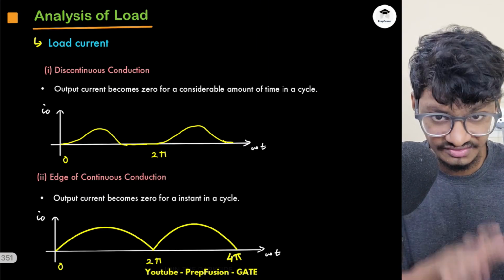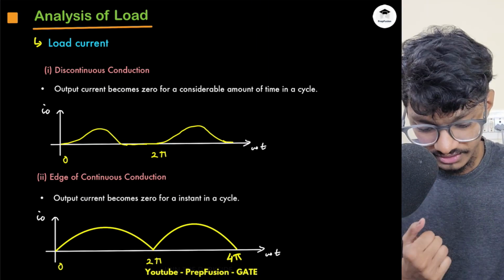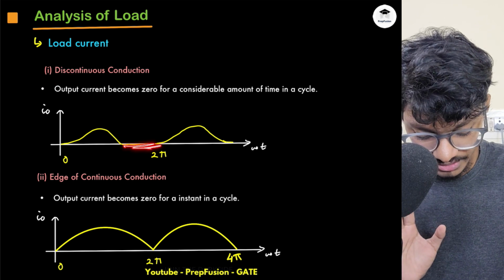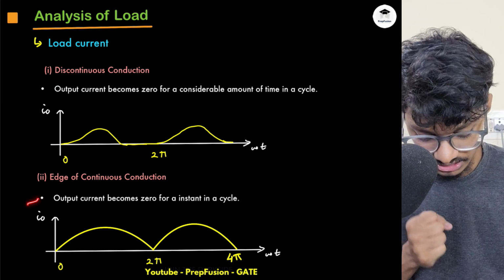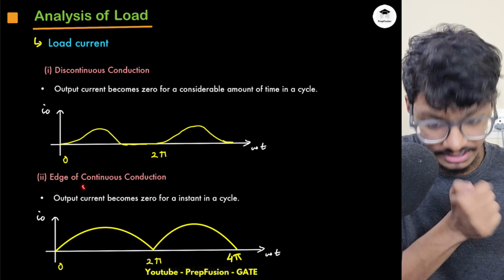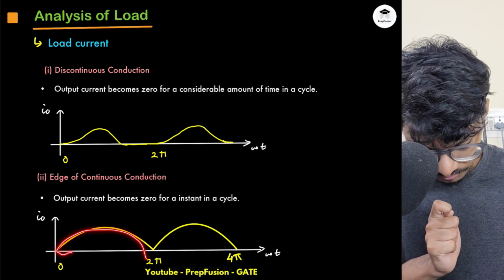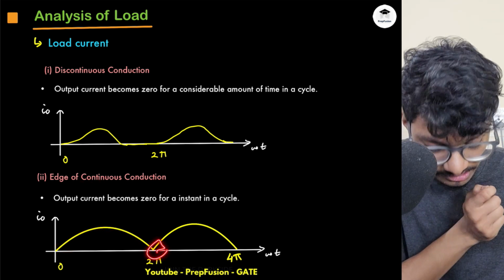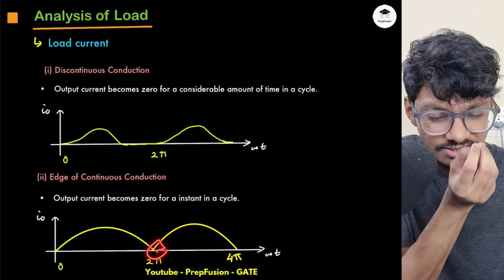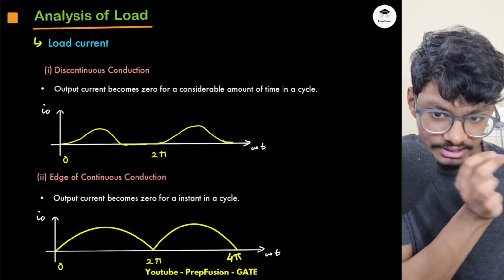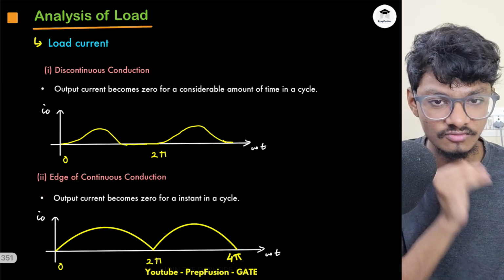Now here I have explained specifically what continuity means. If there is discontinuous conduction, that means current will be zero for a considerable amount of time. At the edge of continuous conduction, current will be zero just for an instant. Here at omega t equals 2 pi, it is just zero for an instant. Again at omega t equals 4 pi, it is just zero for an instant. That's why this is known as edge of continuous conduction.